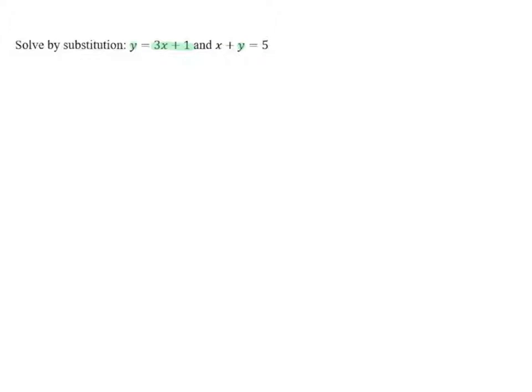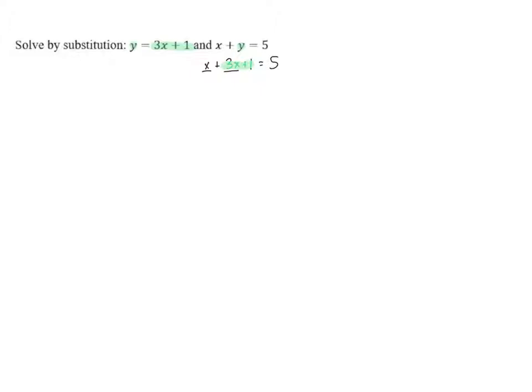So the way that substitution works is, because y is equal to 3x plus 1, we can rewrite this second equation, but instead of the y, we can put a 3x plus 1 there. So here we've replaced the y with 3x plus 1. Now, the reason that this helps us is because now we have an equation that only has one variable. Instead of an x and a y, we only have x's. And now we can solve, and we can do that by combining like terms.